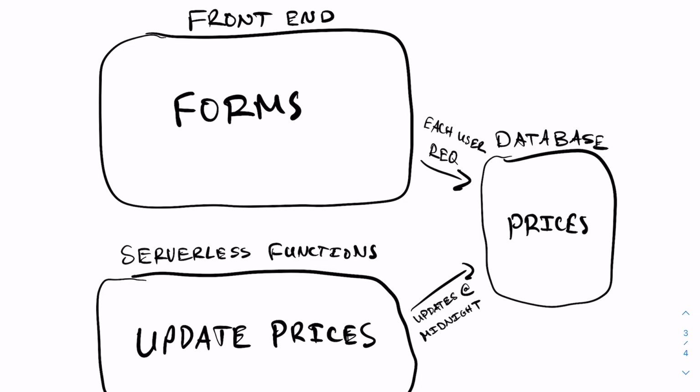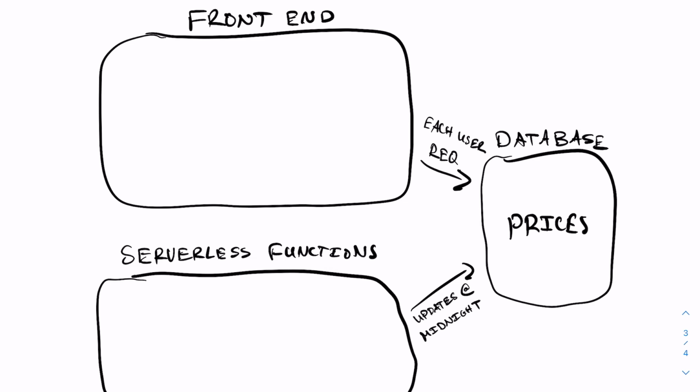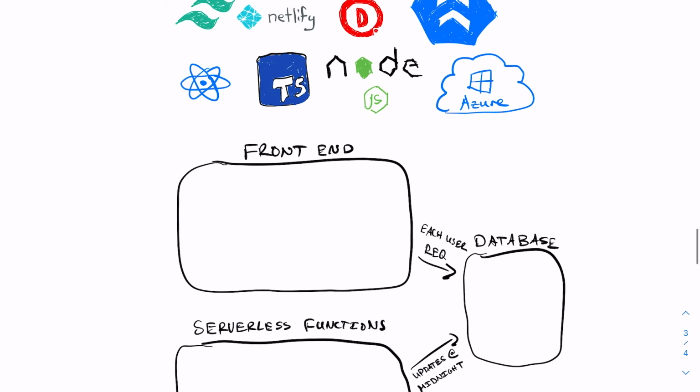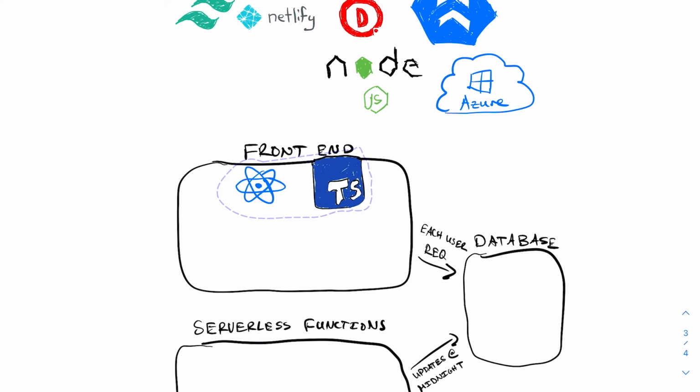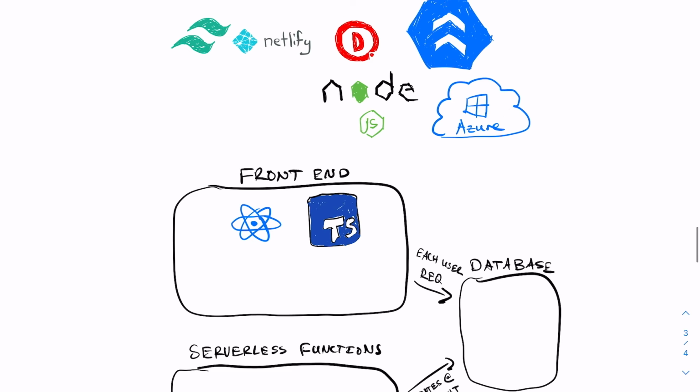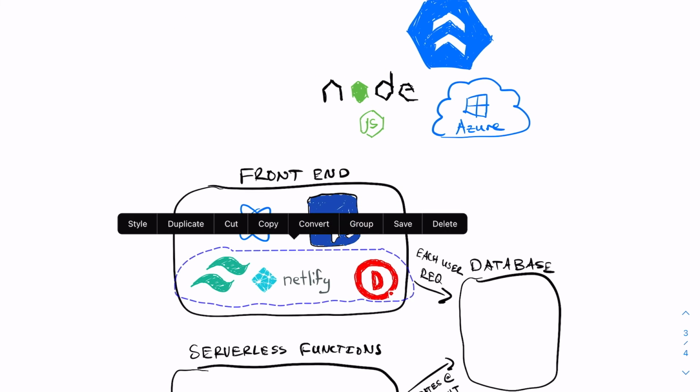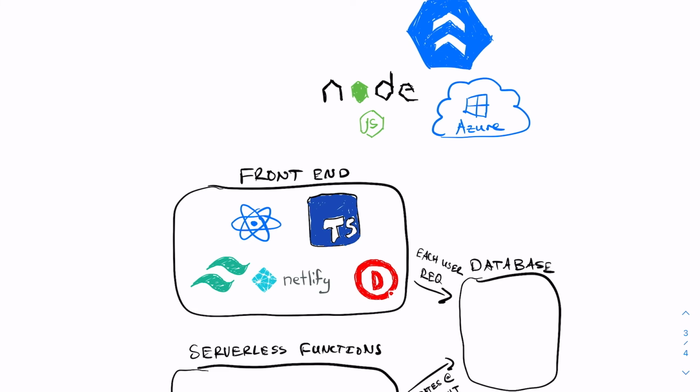The database stores the prices for each cloud service, and the serverless functions update the database at midnight. However, the front end and the serverless functions are not connected at all. For our front-end technologies, we decided to use React and TypeScript. We also use Tailwind, which provides a helpful collection of utility classes that helped make our website responsive.